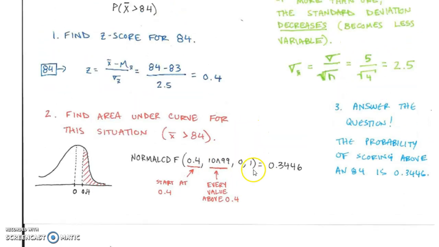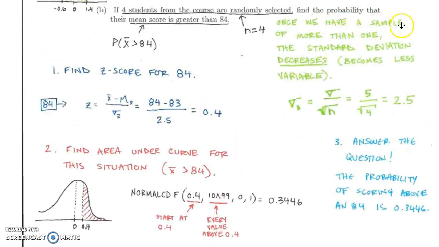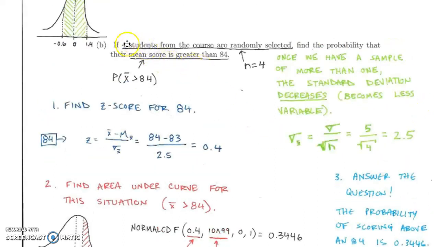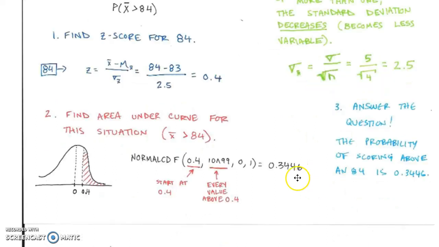And let's see, was there any other? Oh, the other difference was we have a sample here. It's more than 1, so the standard deviation is going to be calculated by finding the standard deviation of the population divided by the square root of the sample size, and that should be 2.5. Anytime you're taking a sample of greater than 1, your standard deviation is going to change.